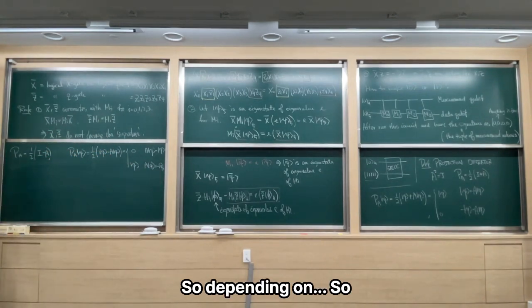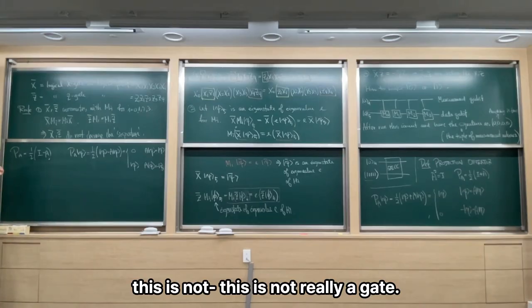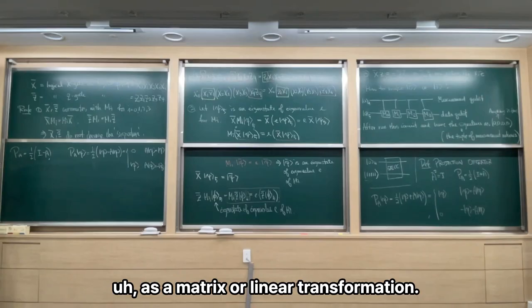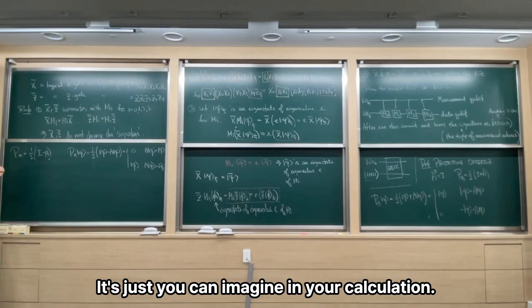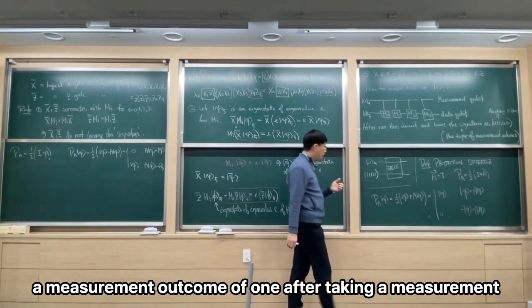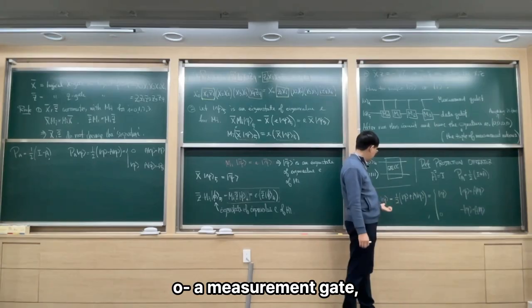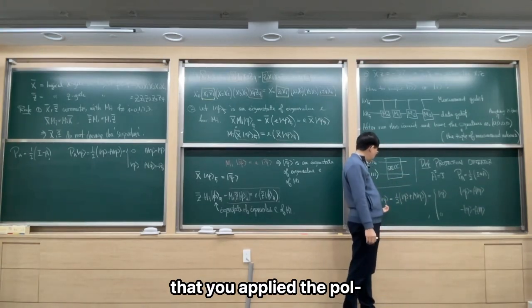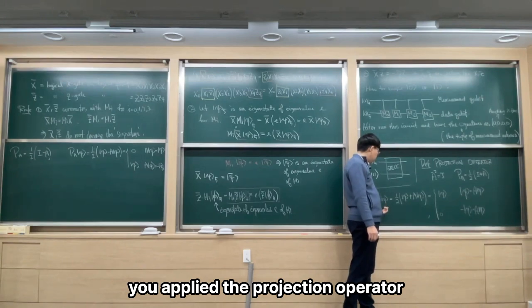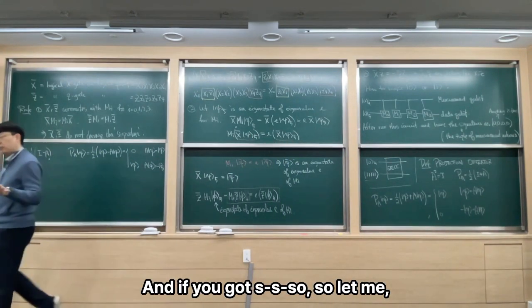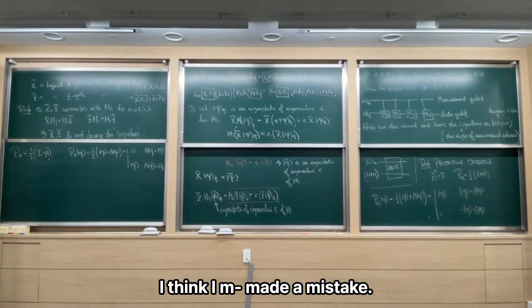So this is not really a gate. This is just an operator, the ideal transformation as a matrix or linear transformation. You can imagine it in your calculation. You cannot implement this, but whenever you have a measurement outcome of 1 after taking a measurement gate of M0, then you can consider that you applied the projection operator of this type. Let me clarify what I just said. I think I made a mistake.